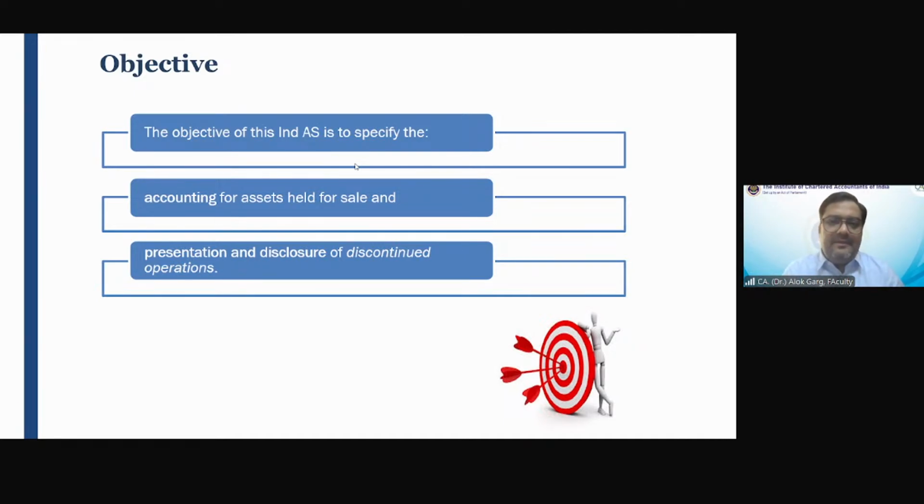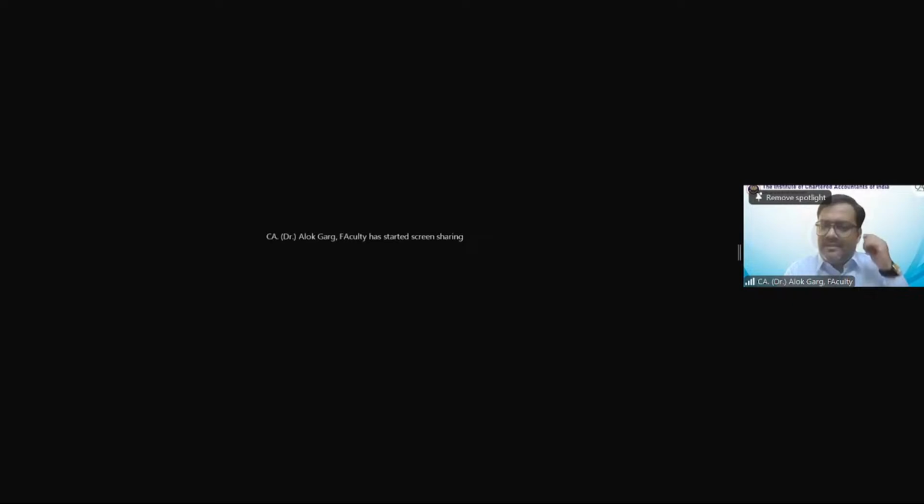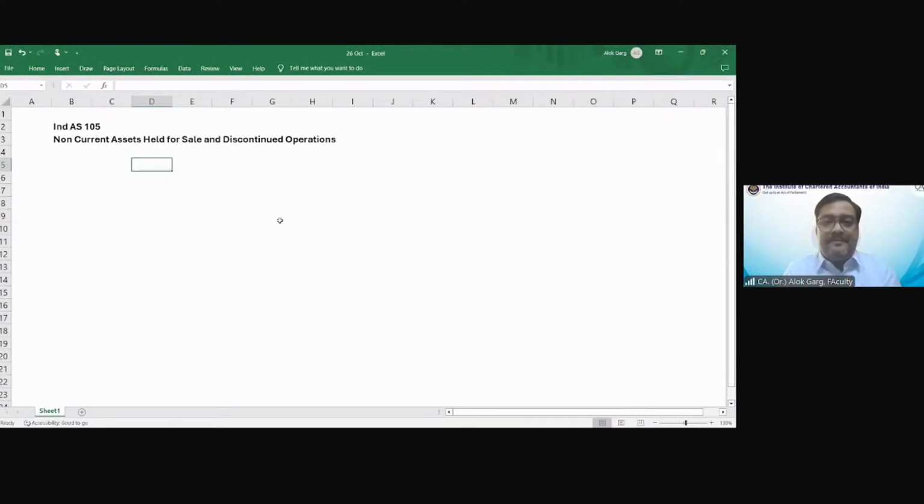So let me move to my Excel file, and please confirm if the Excel file is visible, guys. Whether the Excel file is visible or not visible. Not visible. Okay. Is it visible now? Yes. Okay, great.